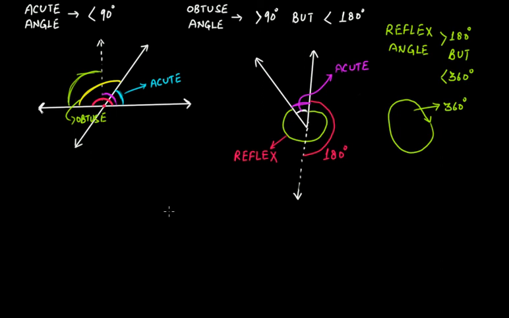Okay, let's take a few more examples so that simply by looking at any figure or diagram, you can tell whether it is an acute angle, an obtuse angle, or a reflex angle. So let's say that you have a line like this, and you have a line like this. This is the intersection point. This will behave as one ray, and this will behave as another ray.